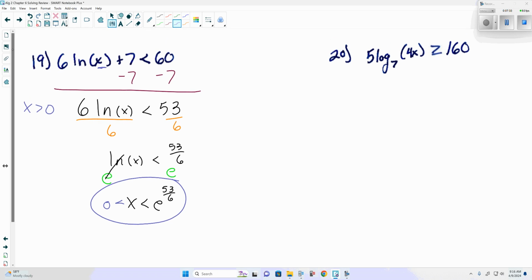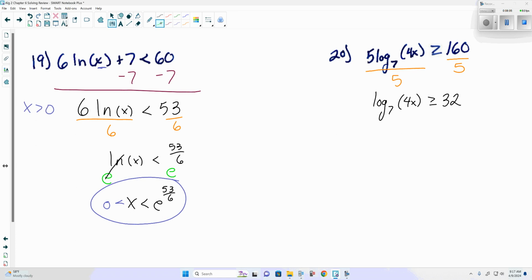Let's look at number 20. Is the logarithm by itself? Now we have 5 times that log, yes? So what do we do? Divide by 5, which tells us log base 7 of 4x is greater than or equal to 32. Questions on what we did there? What do we do next?